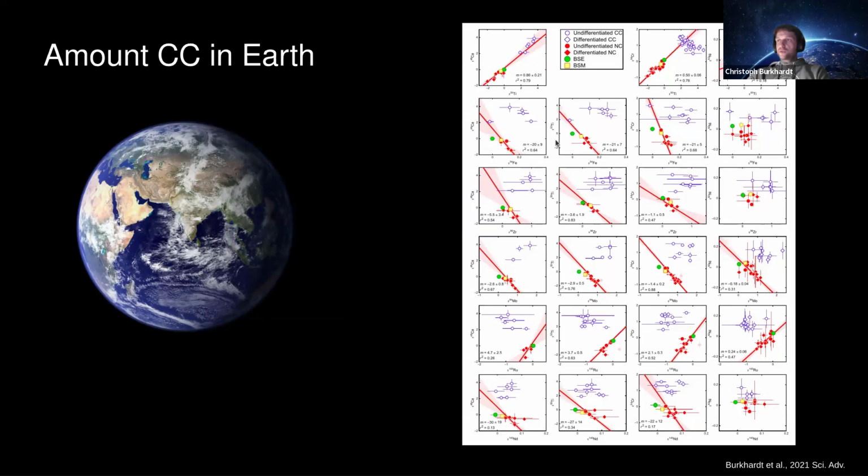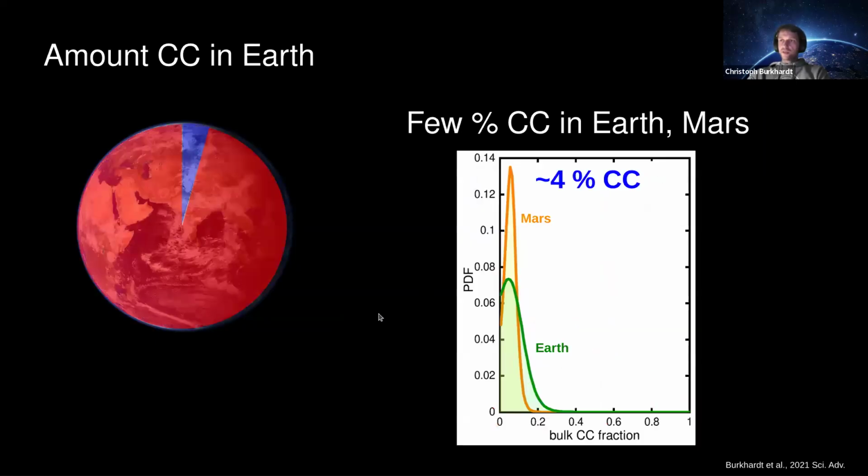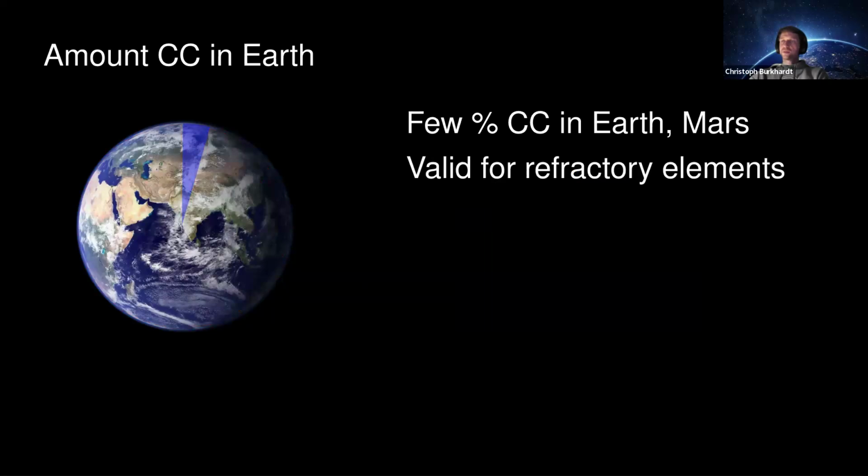And when we do this for all kinds of elements, we can infer that most of the Earth comes from the NC reservoir, and only about a few percent, less than 15 or 20 for the Earth, come from the CC reservoir. But this inference is based on refractory elements. So this is about the bulk Earth, and this does not necessarily tell us something about the origin of the volatiles.